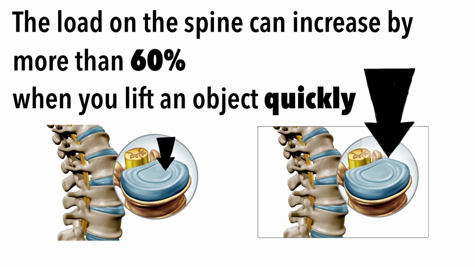The speed at which your spine moves also makes a difference. The peak load can increase by more than 60% when you lift an object quickly when compared to lifting it slowly. Next, we'll discuss the unique anatomy of the spine and how different parts of the spine bear compressive loads while keeping your body upright against the force of gravity.